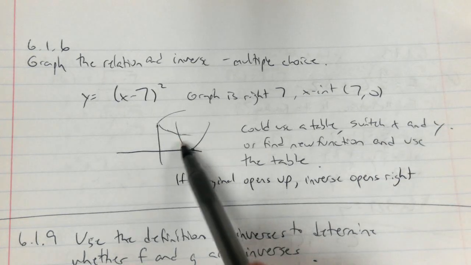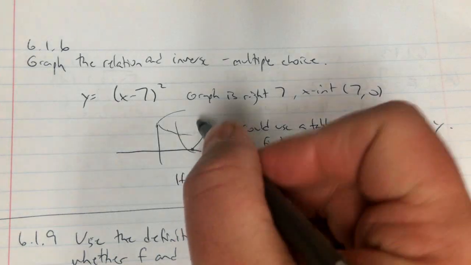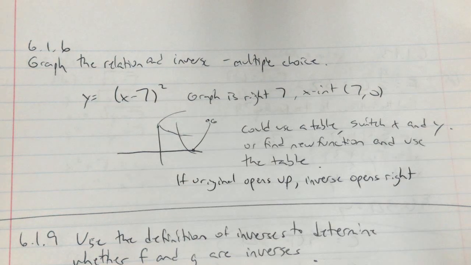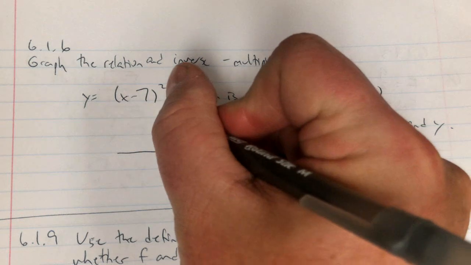So these are both parabolic curves. This is the original, I'm going to put OG, and then this is the inverse. I'll put IN.